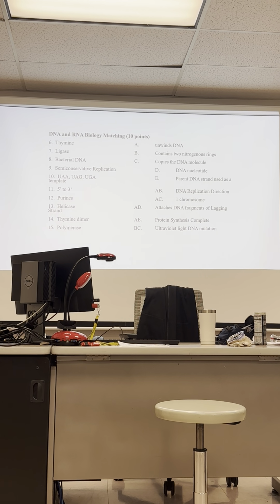Purines. Oh, the off-kilter picture is messing it up. Purines: B, contains 2 nitrogenous rings. Helicase, it's the unwinder, unwinds DNA, A. Thymine dimer. This takes 2 concepts into consideration, right? Control and DNA. Is BC, ultraviolet light, DNA mutation. Right, and polymerase. Polymerase copies. So C, copies DNA.